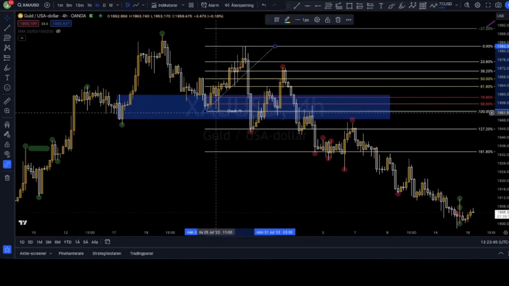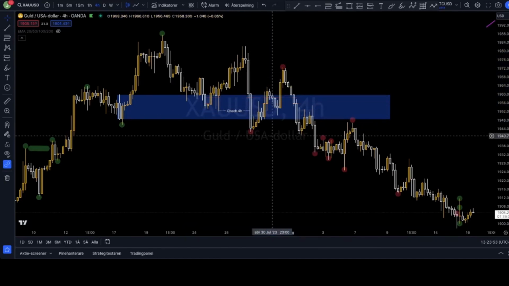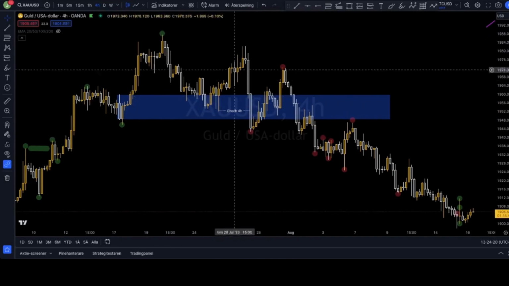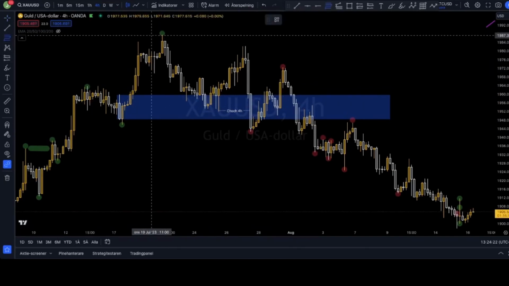Now that is for change of character. So the market breaks down, okay? In the continuation of a trend, what happens then? Well, let's look at it. Let's take it from the top here, for example. Highest point.